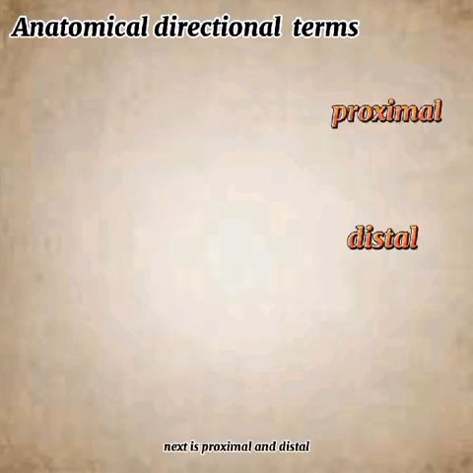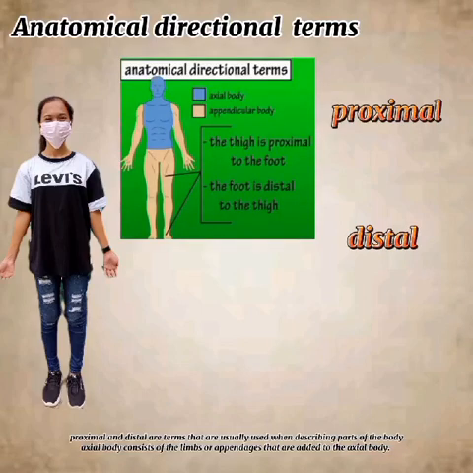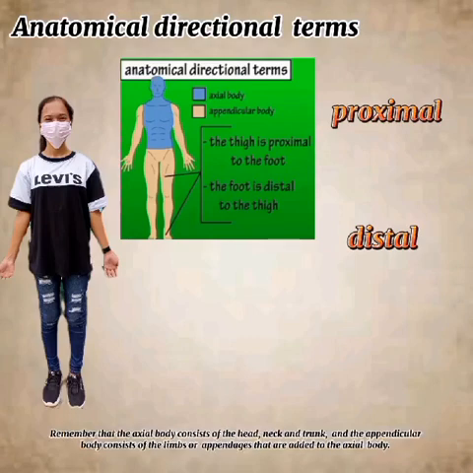Next is proximal and distal. Proximal and distal are terms that are usually used when describing parts of the appendicular body. Remember that the axial body consists of the head, neck and trunk, and the appendicular body consists of the limbs or appendages that are added to the axial body.